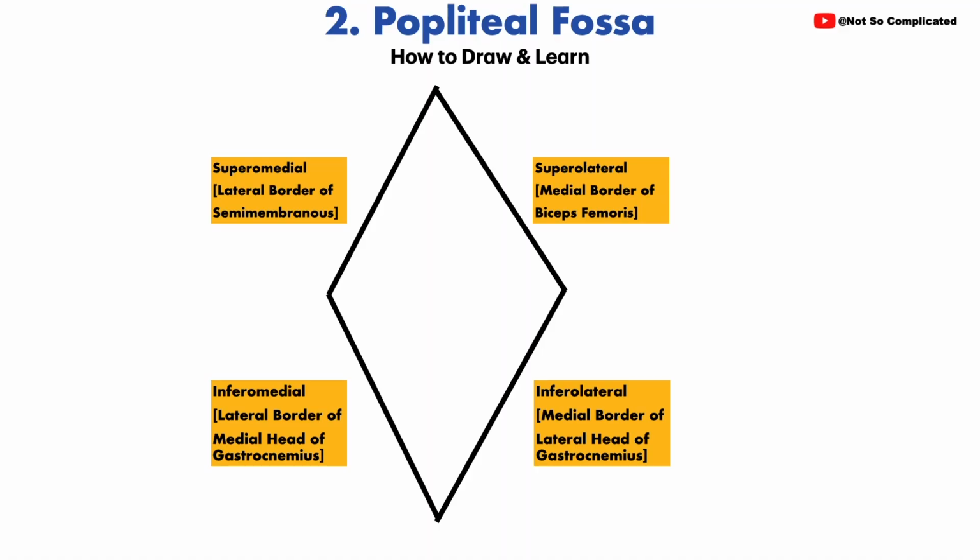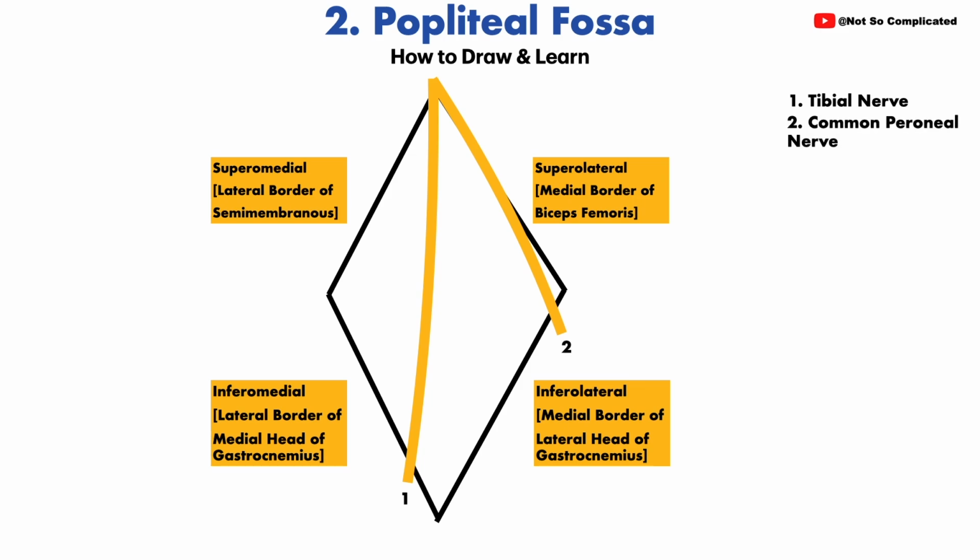All right, so that is gastrocnemius. Talking about that, this makes the border of the popliteal fossa. Now talking about the contents, this nerve right here is the tibial nerve. This is the other nerve, the common peroneal nerve, sorry, the common fibular nerve.